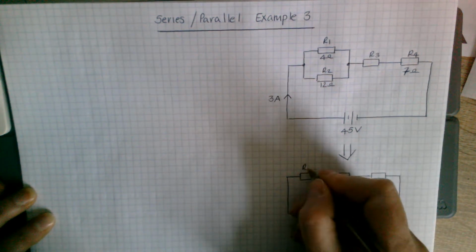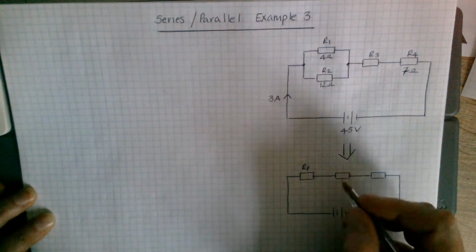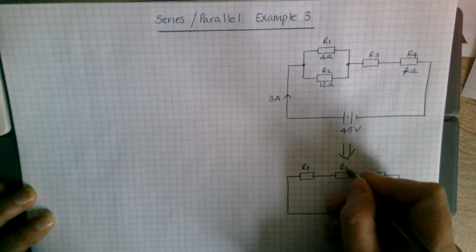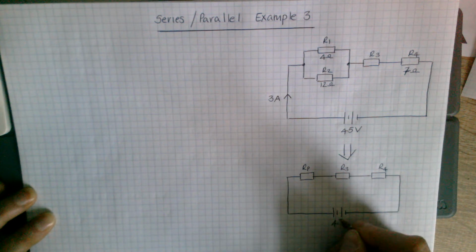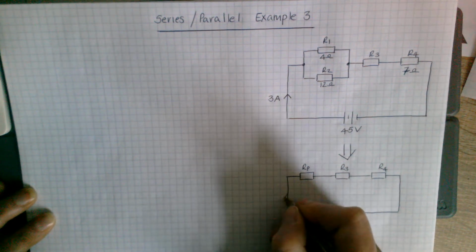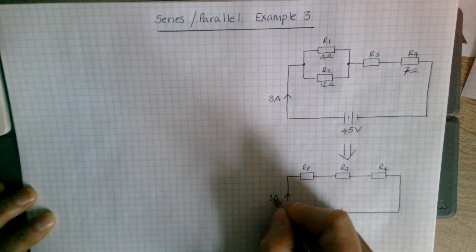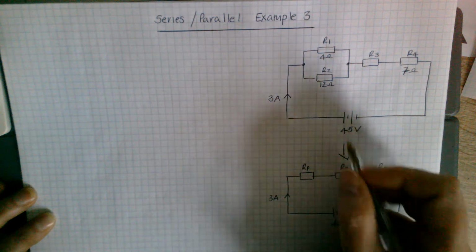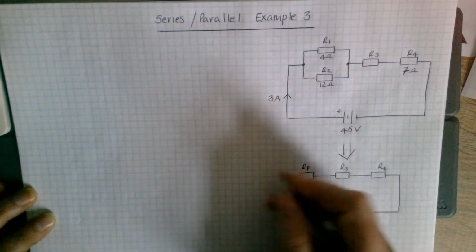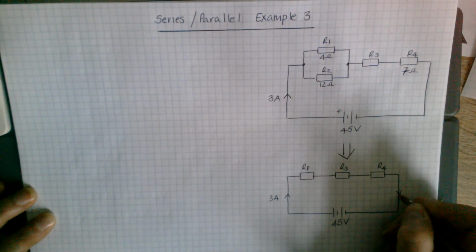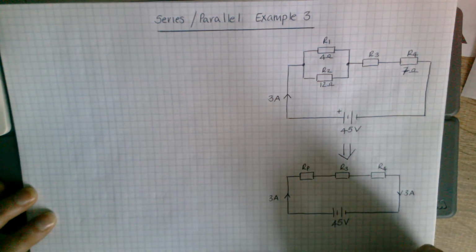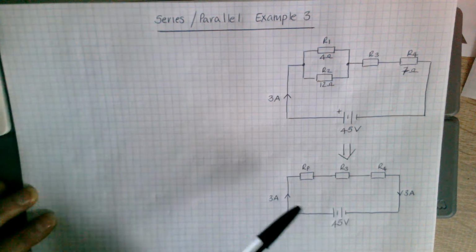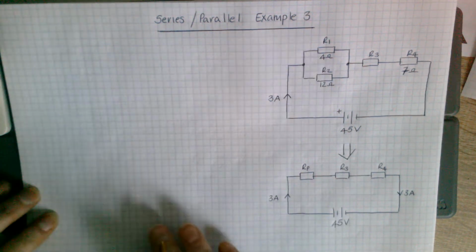So this would be RP for these two in parallel, R3 and R4. Still 45 volts here, still 3 amps here. Coming round this direction, coming from the positive of the battery, flowing round. So 3 amps would be here as well. It's the same current at any point. So to get our RP first is our 4 in parallel with 12.